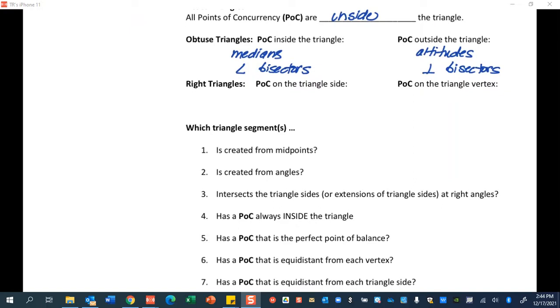If you have a right triangle, your perpendicular bisectors, your point of concurrency will be on the hypotenuse. And if you have a right triangle, your altitudes will be on the right angle. That's where your point of concurrency is going to be.